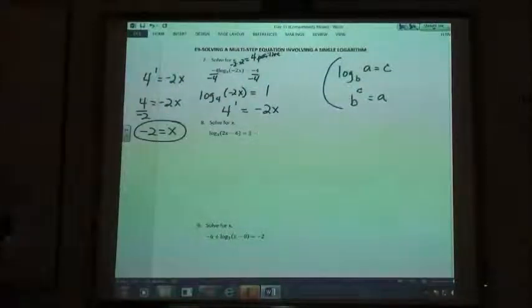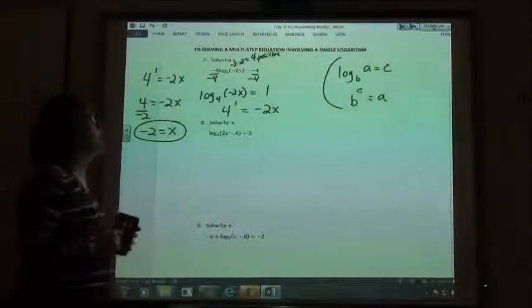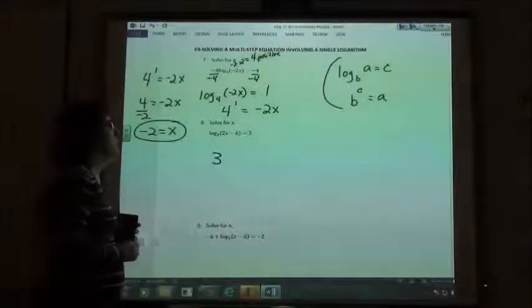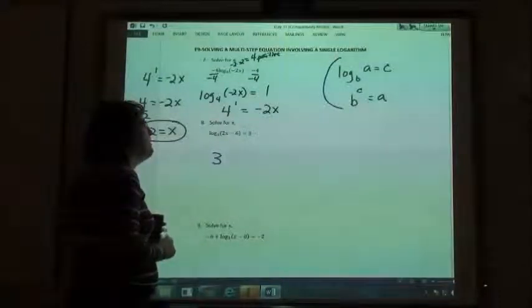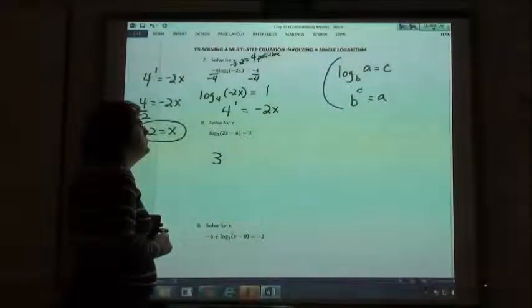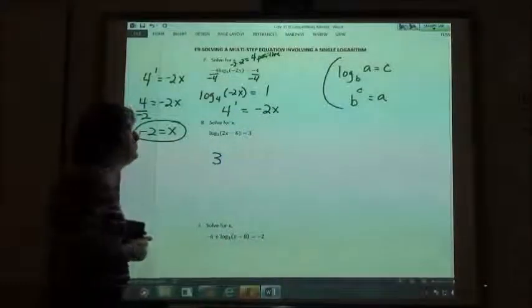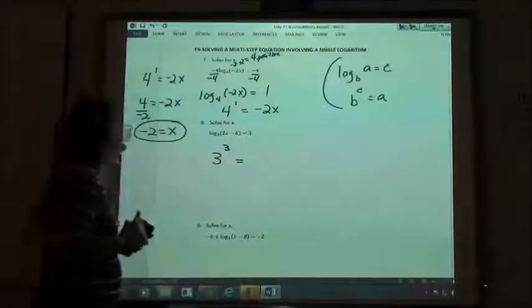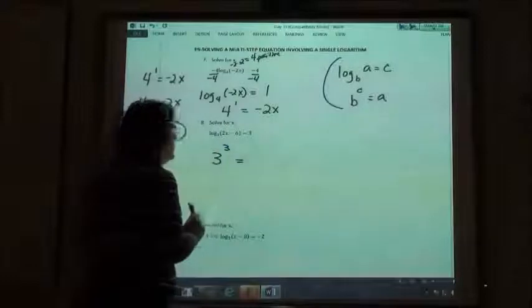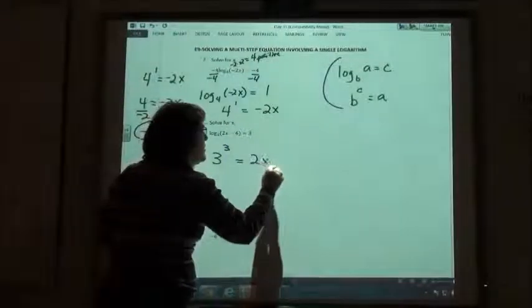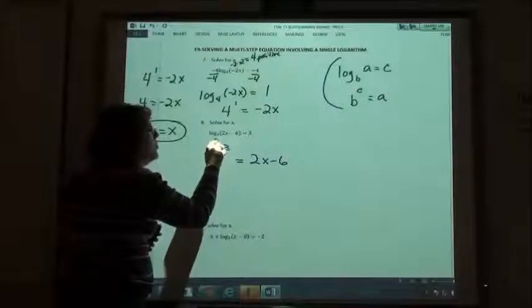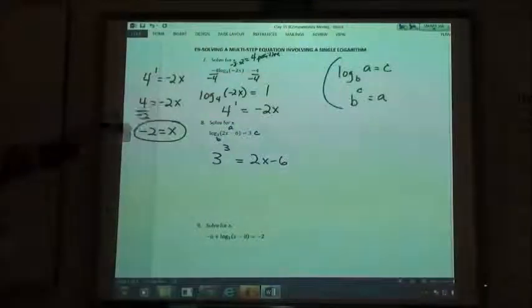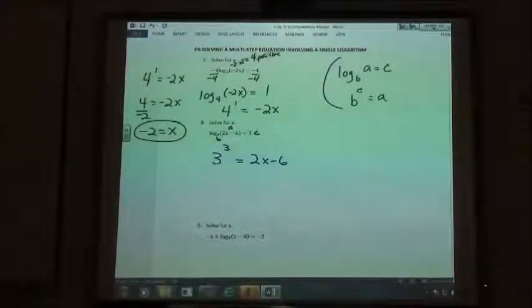Okay, so it's going to be 3 to the third equals 2x minus 6. Exactly. If you want to, put the a, the b, and the c there, so you have them labeled, and so you know it's b to the c power equals a.